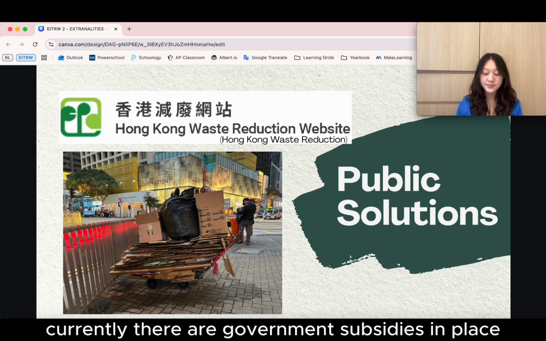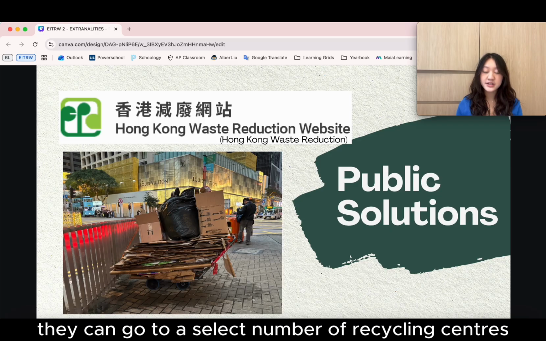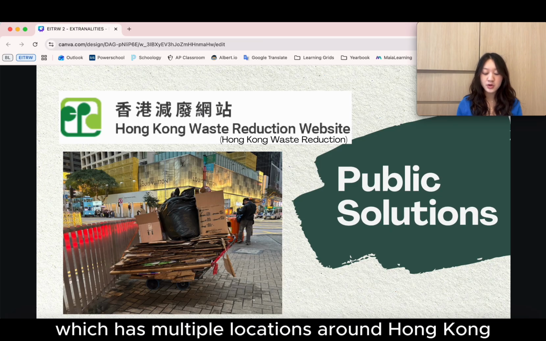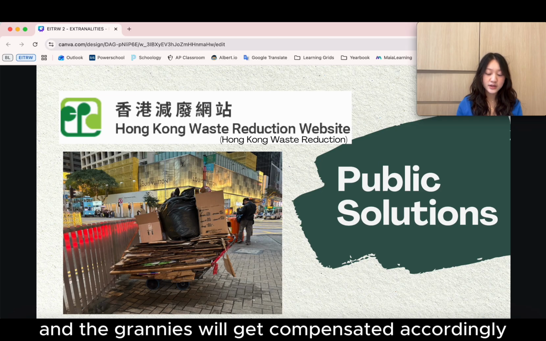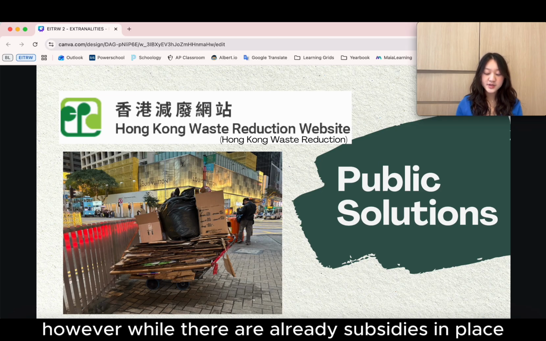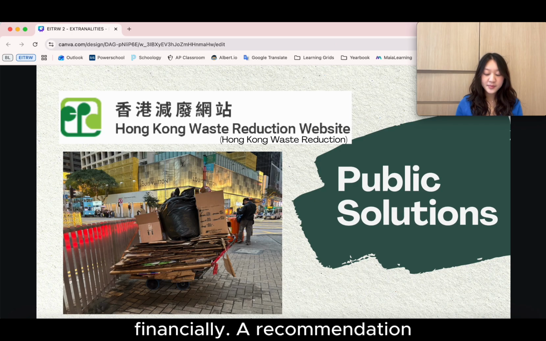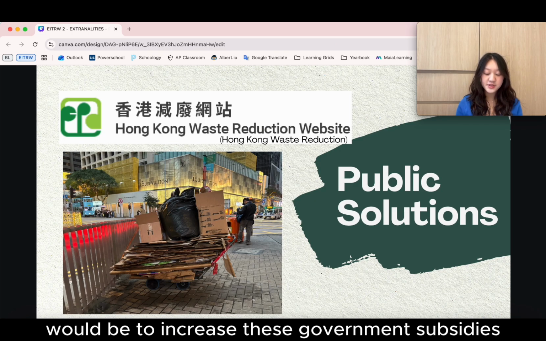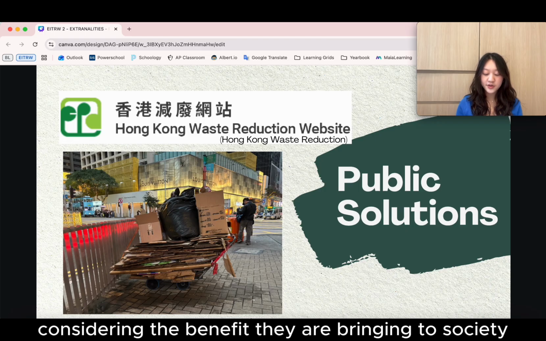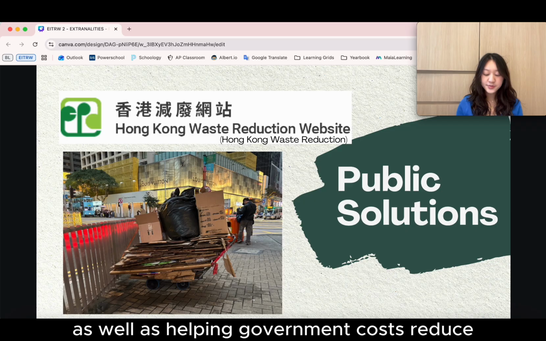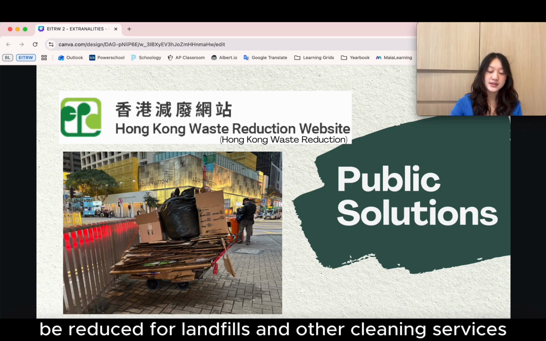Currently, there are government subsidies in place for recycling initiatives and for cardboard grannies. They can go to a select number of recycling centers, for example, Green Act Community, which has multiple locations around Hong Kong, where they will weigh the cardboard and the grandmas will get compensated accordingly. However, while there are already subsidies in place, these are not nearly enough as the cardboard grannies are still struggling financially. A recommendation would be to increase these government subsidies and allocate more money toward fairly compensating cardboard grannies, especially considering the benefit they are bringing to society in cleaner streets, as well as helping government costs be reduced for landfills and other cleaning services.